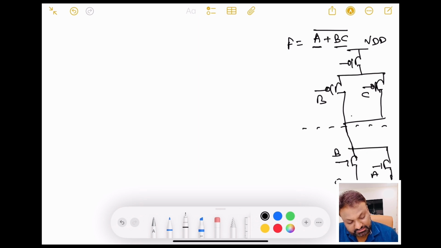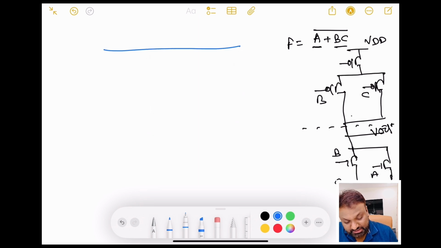Okay, this is ground, this is my V out. Okay, ABC. I hope you understood how to draw this circuit diagram. Now we will try to draw this stick diagram. Okay, it is also easy.